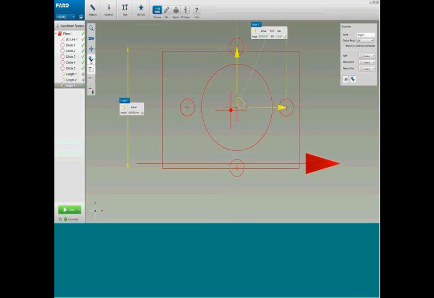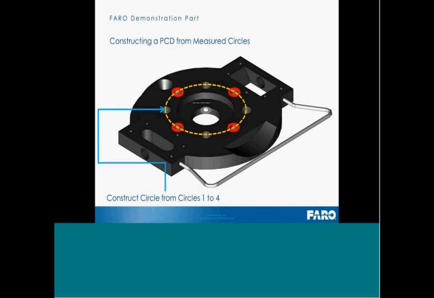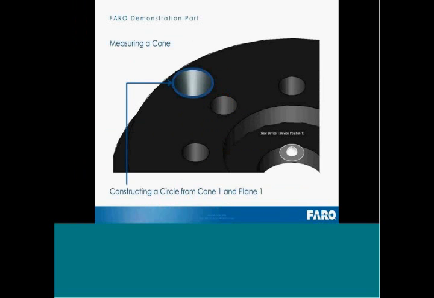Okay, I'll demonstrate a couple more constructions using the workflow suggestions. So what we'll do next is we'll construct a PCD through the 4 measured circles. We'll then measure a cone and calculate the diameter of where the cone intersects with the plane.